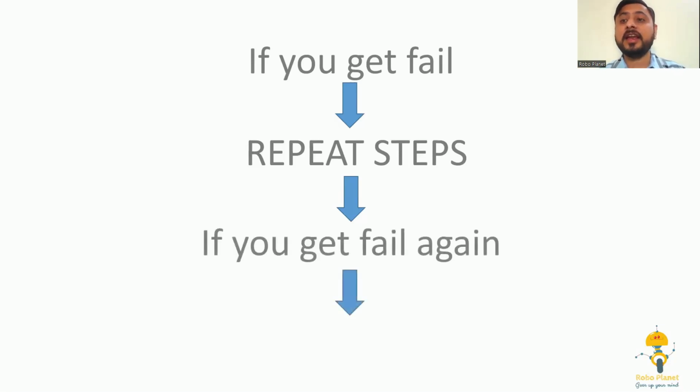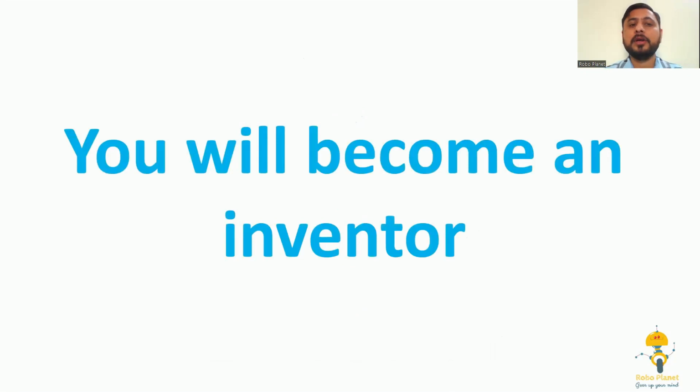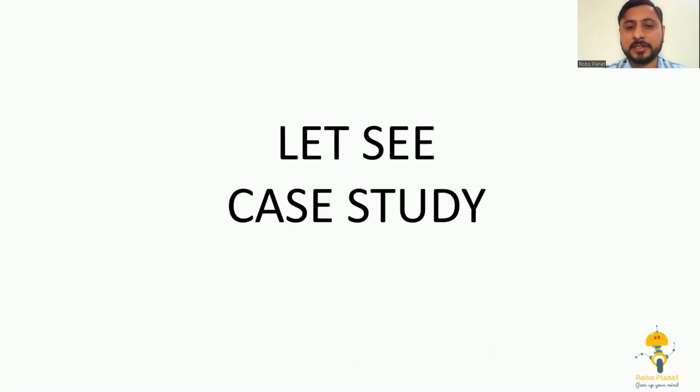If you fail again, what do you have to do? Repeat the steps again. If you follow these steps, you will become an inventor. This is secret number 2. Repeat steps again. If you fail in your experiment, do it again, learn it again, think it again, make it again, right? Now, you will become an inventor after this.